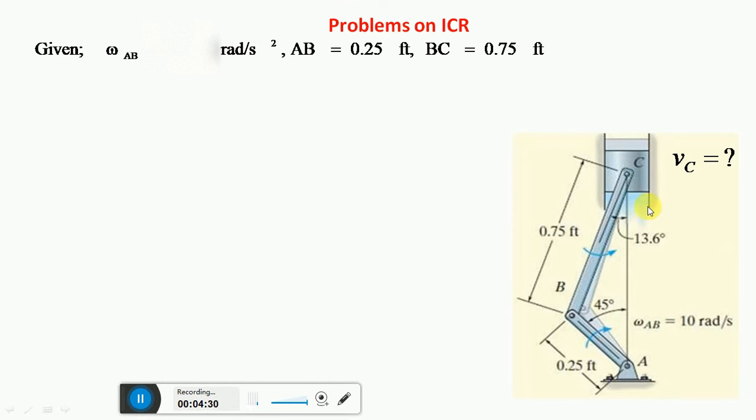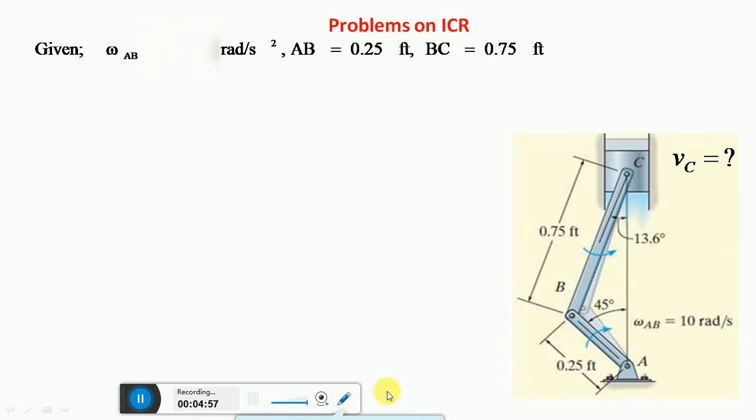Here we must know the motion of the different elements. The crank will always be under pure rotation. The C element, which is the piston, will always be under pure translation, and link BC, which is the connecting rod, will always have general plane motion. To start with the problem, first we need to identify where the I center lies.